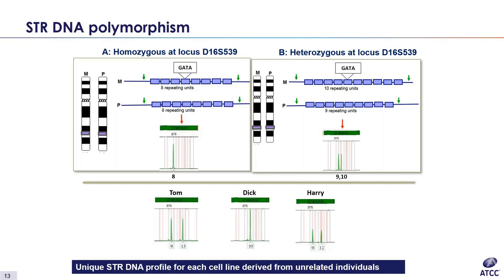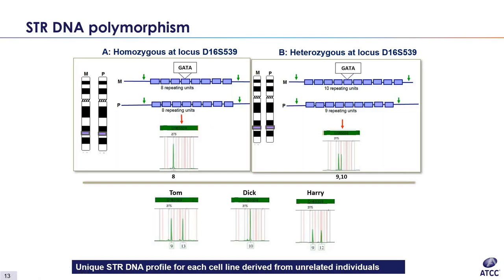As you know, you inherit one set of chromosomes from your mother, one from your father, here and here. You can see here that the mother donated a chromosome with 8 repeats at this locus, 1, 2, 3, 4, 5, 6, 7, 8. As did the father, again, 1, 2, 3, et cetera, through 8. When we run this, the peaks co-migrate, so you get a single peak at 8 here.